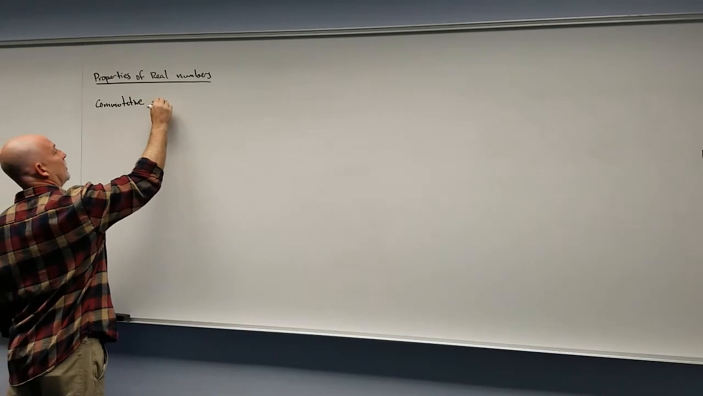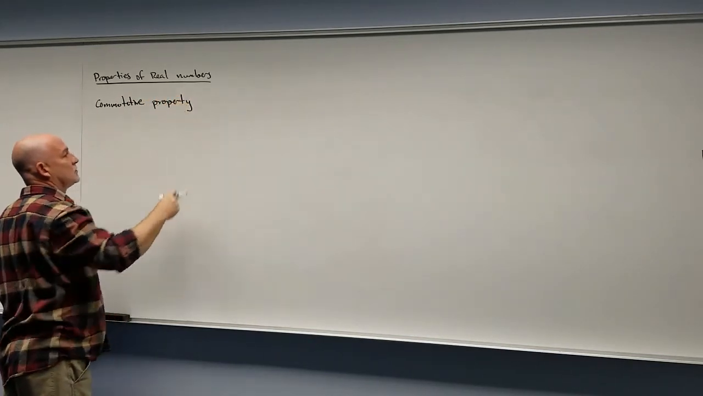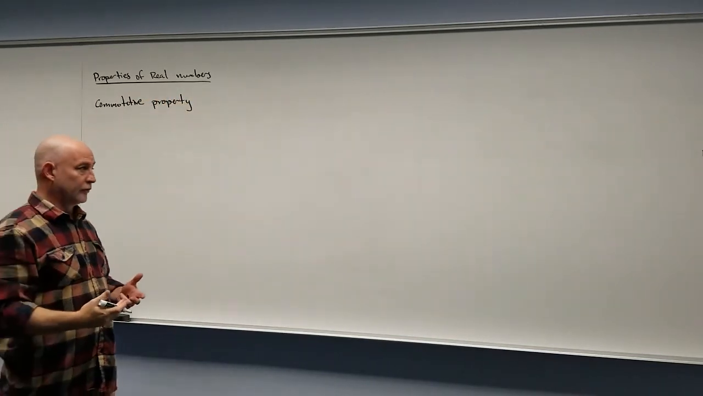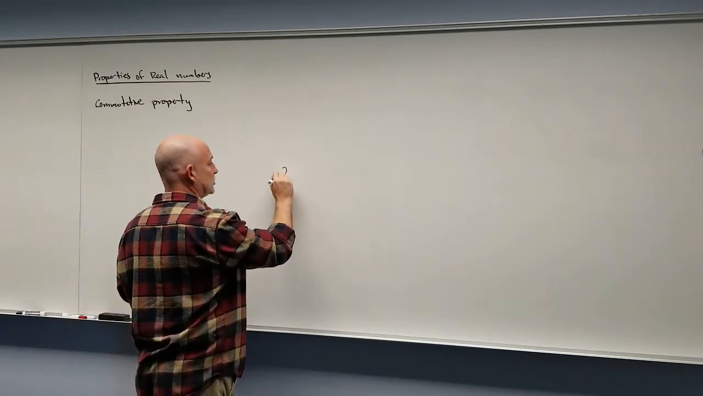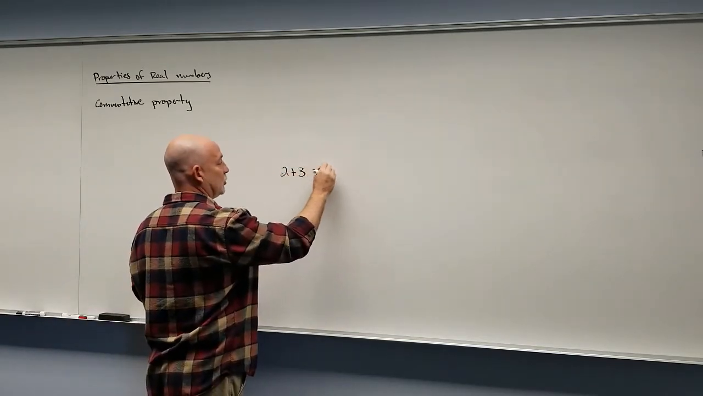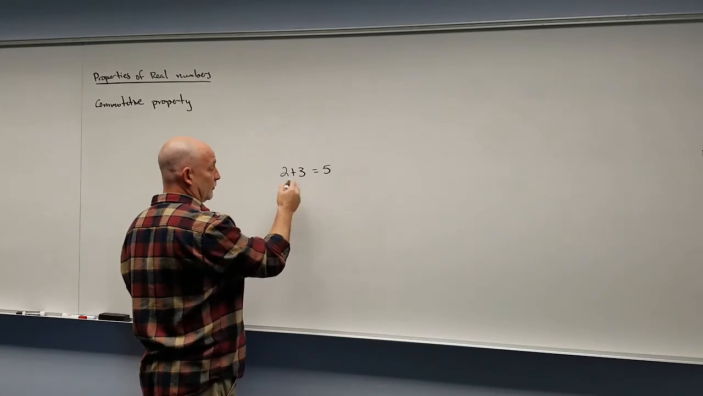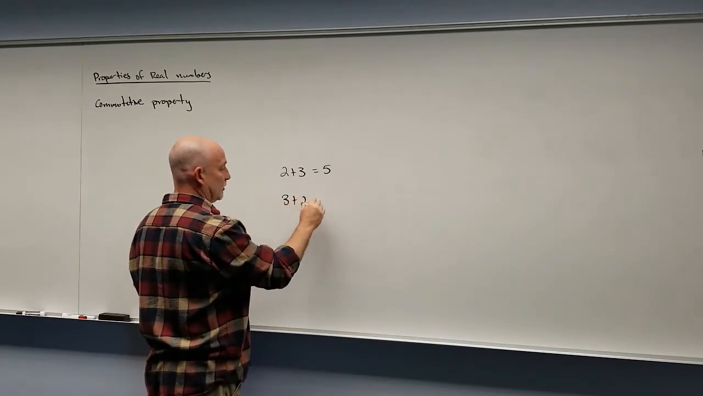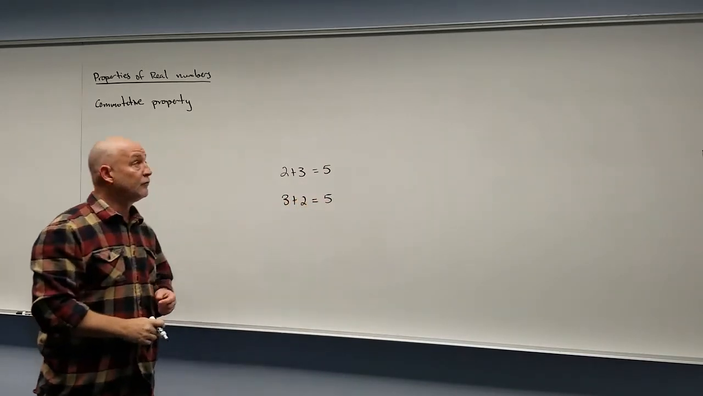The commutative property. Now, commutative means that you can change the order of something. So think about something as easy as 2 plus 3. Well, 2 plus 3 is 5, but if we were to change the order of that and write that as 3 plus 2, that is also 5.